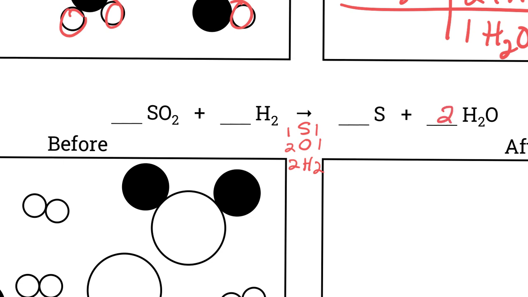Put a 2 here. Update my totals. 2, 4. Whoops, not balanced now. How am I going to fix that one? Yep, 2 over here. Now I've got 4. And the rest of the coefficients will be 1s.